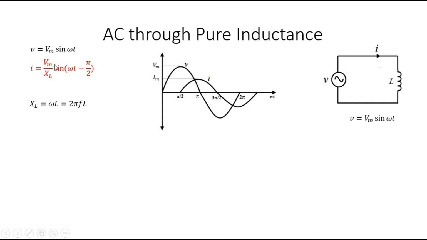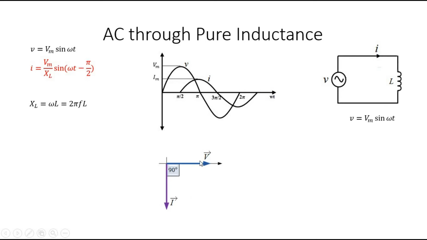And from this we can draw the phasor like this. V is starting from 0, so the phase angle is 0. Current is starting at pi by 2, in delay of pi by 2. So I is lagging by 90 degrees or pi by 2 radian. Okay, 90 degrees. So V and I are like this.